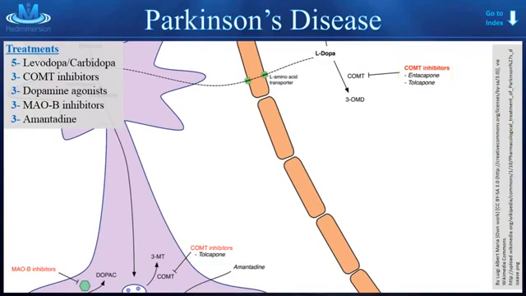COMT stands for catecholomethyltransferase. It's another enzyme that degrades or metabolizes L-dopa and dopamine. So, thus, giving a COMT inhibitor, again, decreases the waste and allows more L-dopa to be used where it's needed. And there's 2 there, entacapone and tolcapone.